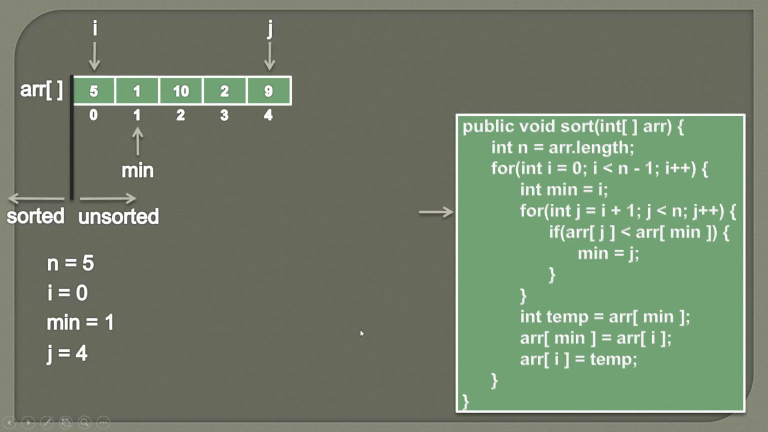And now we'll simply compare 1 with 9. We'll check here whether 9 is less than 1 or not. So 9 is not less than 1. Therefore this condition comes out to be false. And now we'll increment j by 1. So j will become 5, which means that j is now out of these boundaries. And this condition here you can see, j should be less than n. So the j value is 5 and 5 is not less than 5. Therefore this for loop will terminate.